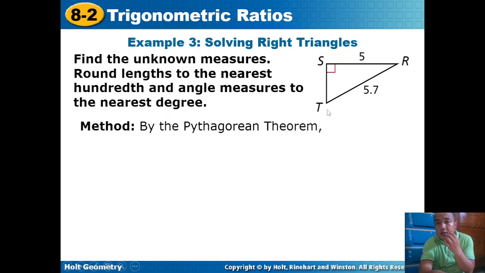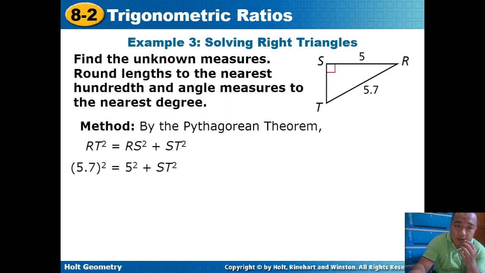So we have here triangle STR, or RST. The hypotenuse is 5.7, and SR, the longer leg, is 5. What is the measure of the shorter leg? We can solve that using the Pythagorean theorem. 5.7 squared minus 25 is the square root of 7.49, which is 2.74.